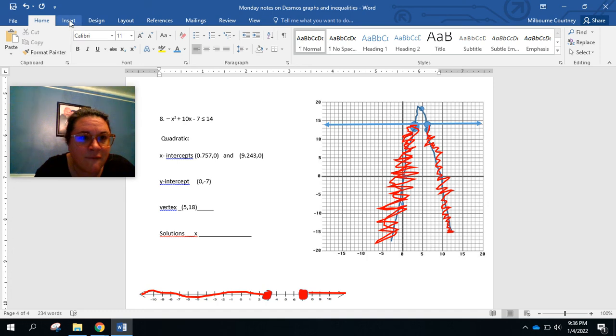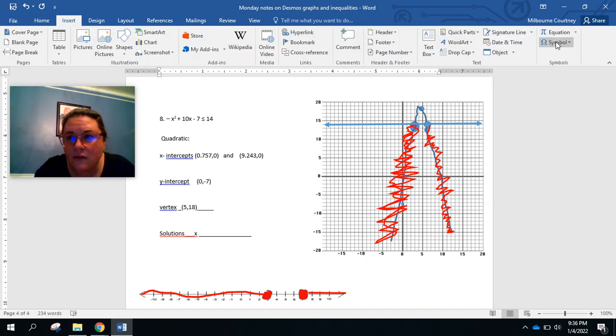And I think I figured out I can just use a symbol here. See if I can find it. Oh, less than or equal to.